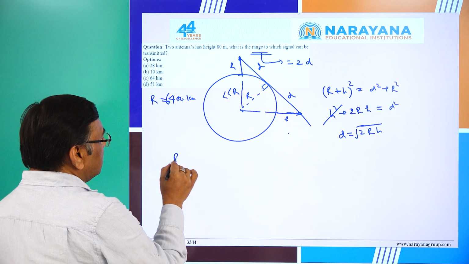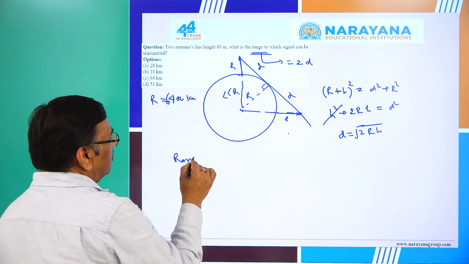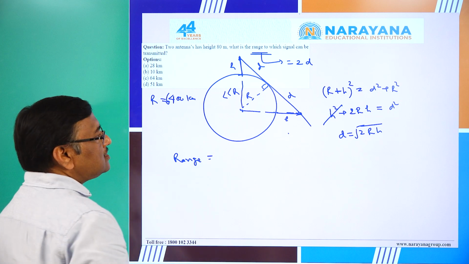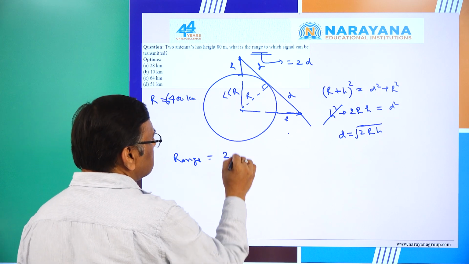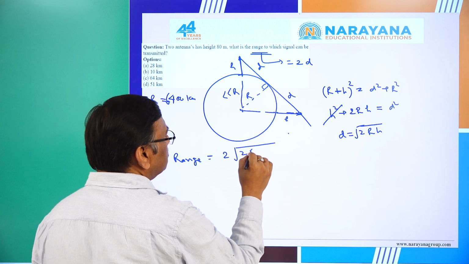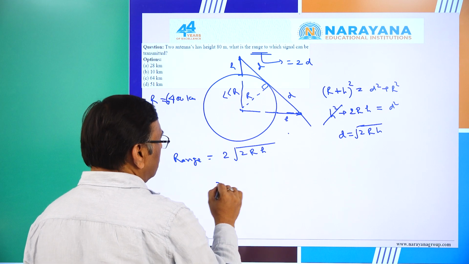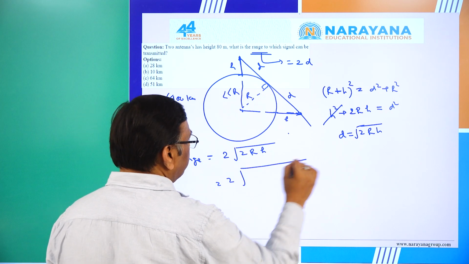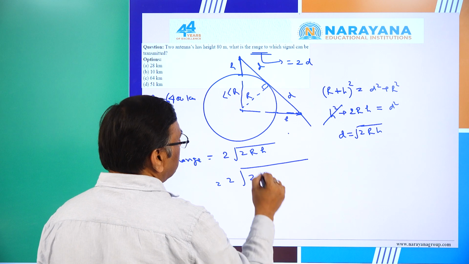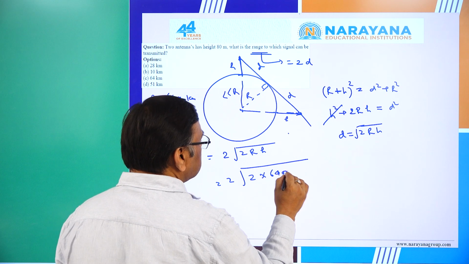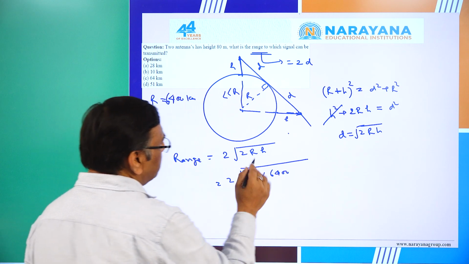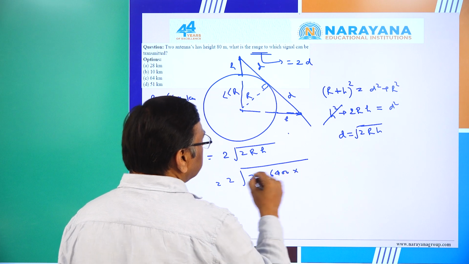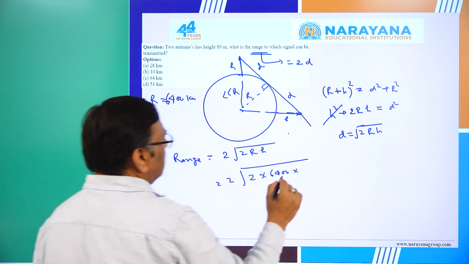So what is the question asking? I can write now: the range of the signals transmitted is 2 times under root of 2rh. Now you substitute the values. I hope we should get the answer. 2 into r, which is 6400, answers are in kilometers, so let it be in kilometers, into h, which is given to be 80 meter.